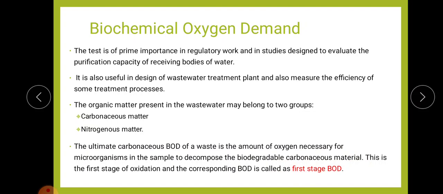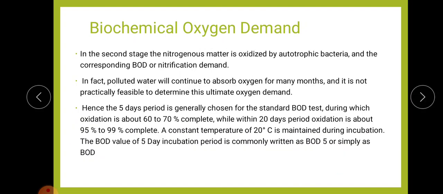Okay, so this is the first stage of oxidation which is taking place in the wastewater, and this is known as first stage BOD. In the second stage, the nitrogenous matter is oxidized by autotrophic bacteria, and the corresponding BOD is known as nitrification demand. So it is the second stage.